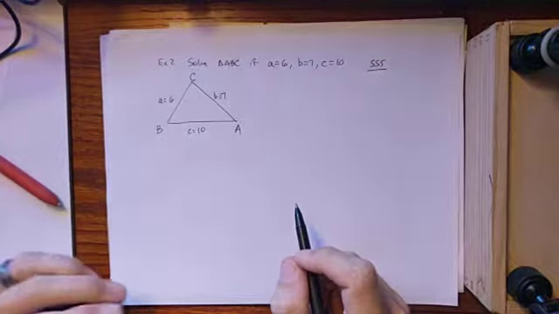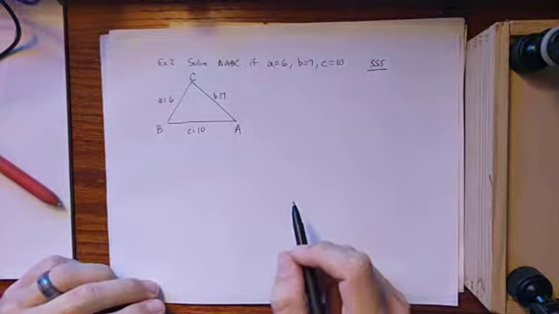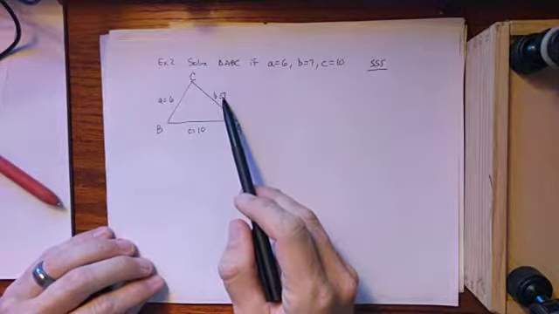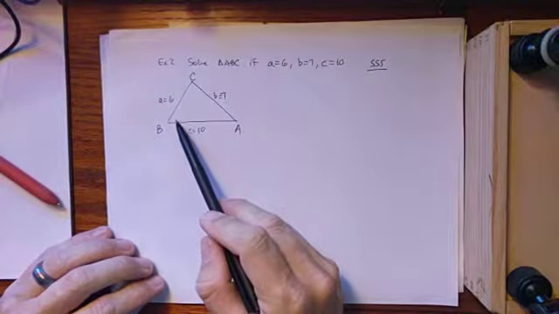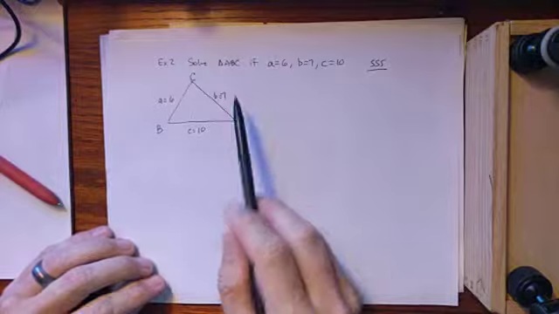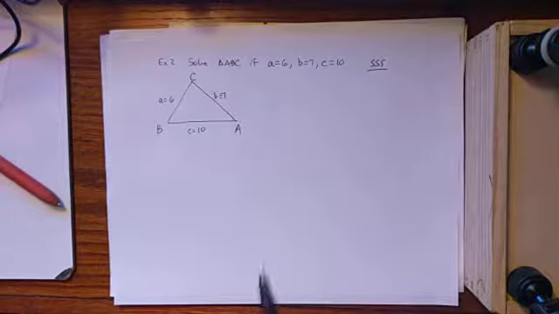I don't have any angles. Uh-oh. No fear. I definitely can't do the law of sines because I'd have 7 over the sine of I don't know equals 6 over the sine of I don't know equals 10 over the sine of I don't know, and there's too many I don't knows, right?